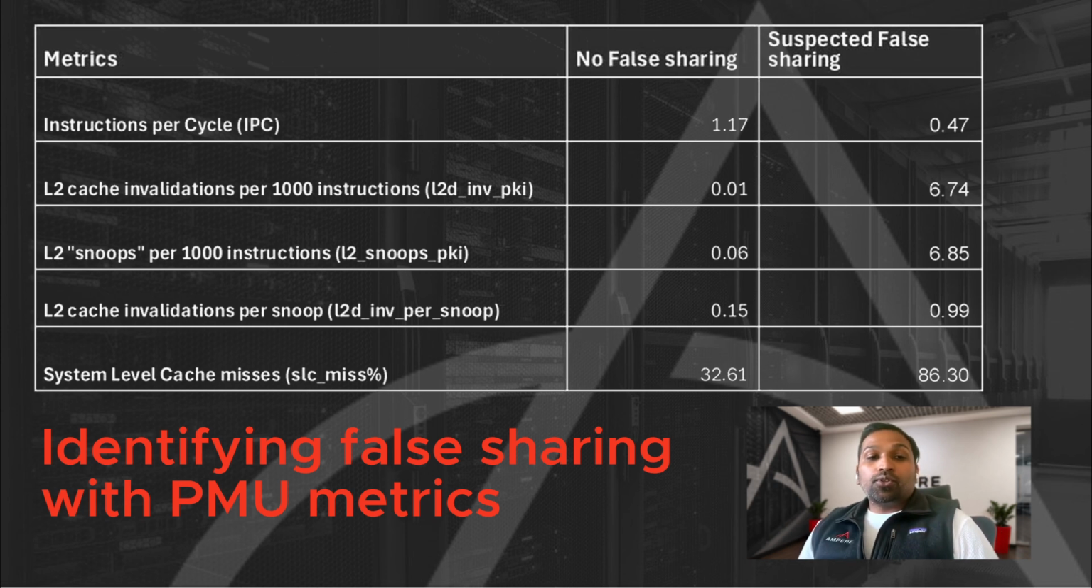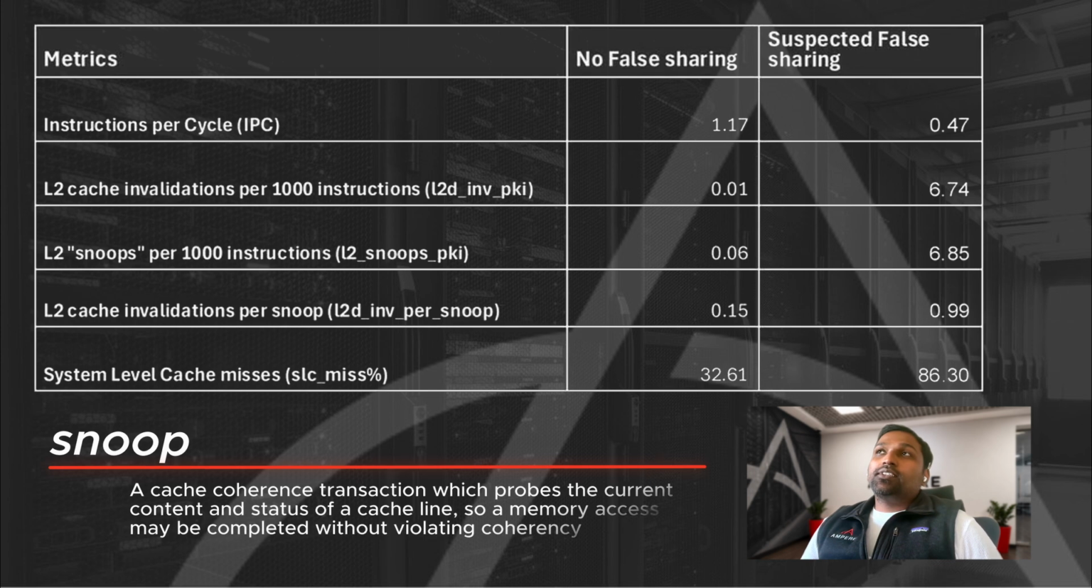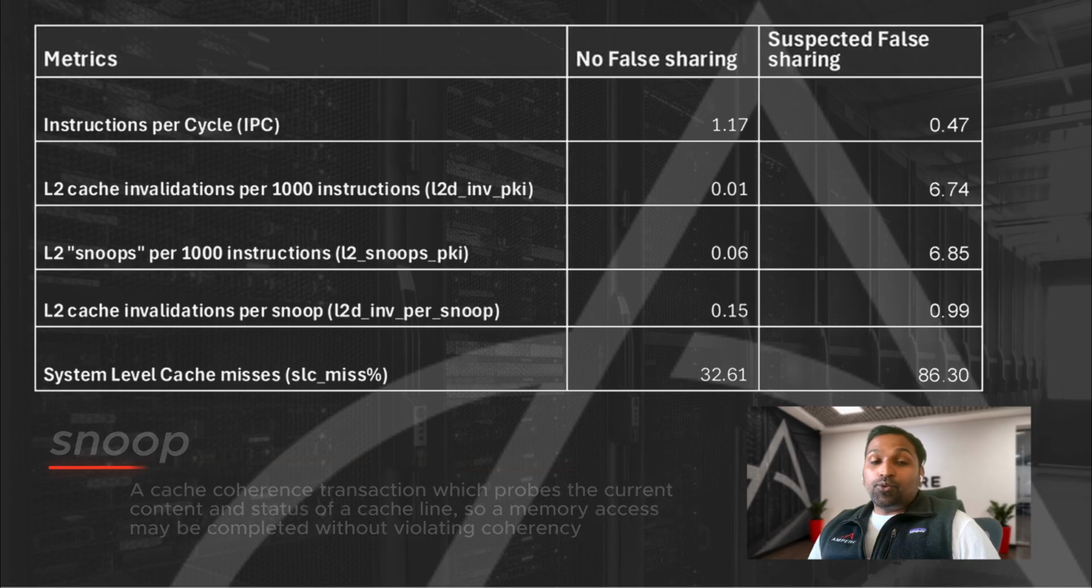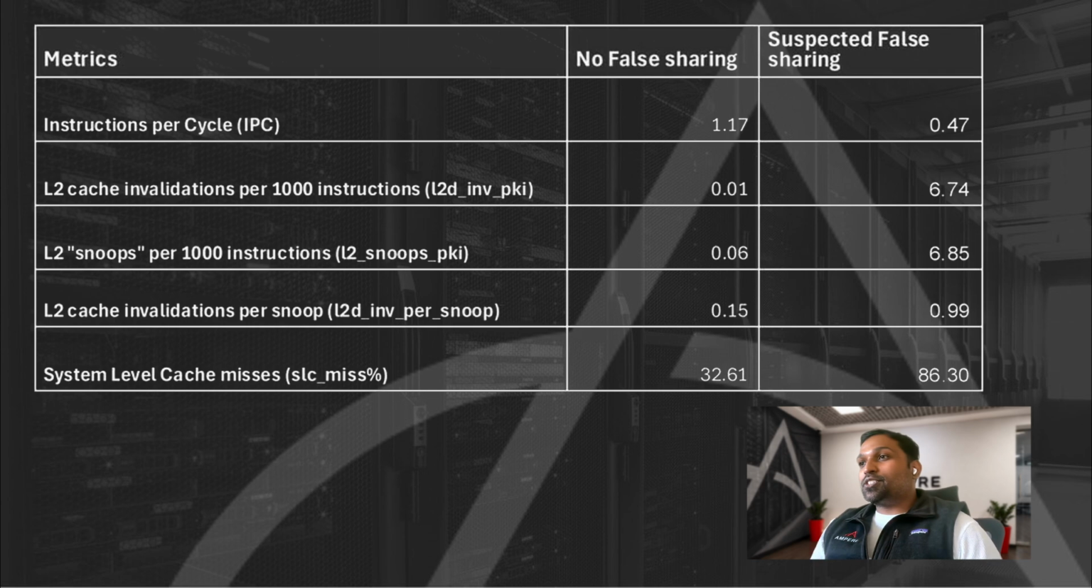And we would also want to look at coherence related PMUs, right? For example, you have L2 cache invalidations, which is looking at how many L2 cache invalidations are happening per thousand instructions, and if you see, it's shot up immensely. It's gone to 6.74. We would also want to look at L2 snoops. By snoops, I mean a coherence check. So when one core wants to read or write a particular cache line, the system would like to know, is there any other copy that is owned by another core, and maybe it wants to invalidate that particular copy, right? So the system has to constantly check on this particular cache line, and this constant checking is what we call a snoop, right? And during false sharing, invariably there is a lot of snoop activity going on. And as you can see, it has shot up from 0.06 to 6.85, which is huge.